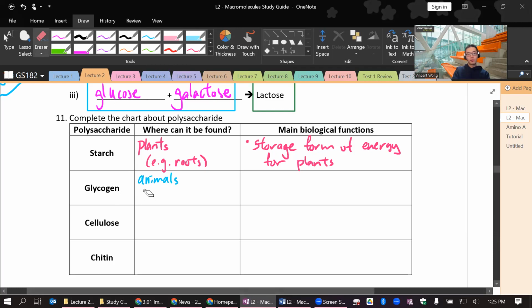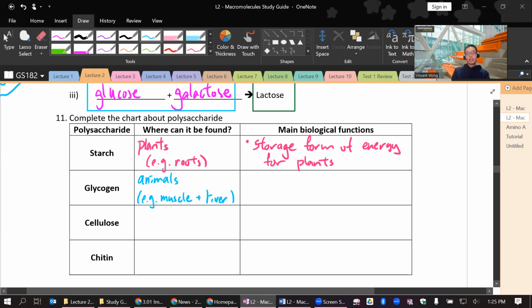Other animals have glycogen as well. And which part of the body do we store the glycogen in? The muscle. The muscle, yeah, as well as the liver. Liver, that's correct. Thank you.